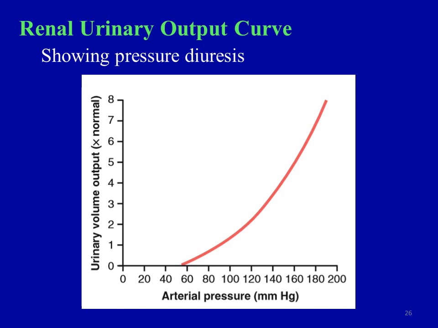Here we can see the pressure diuresis. As you can see in this figure, as the arterial blood pressure increases from 60 to 200, the urinary output volume will increase gradually. And this is called pressure diuresis, and it is a direct effect of the high pressure on the amount of water output by the kidneys. The same also applies for sodium. We have something called pressure natriuresis, which is the effect of high blood pressure on the clearance of sodium through the urine.